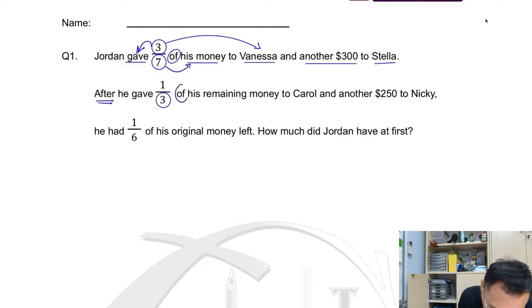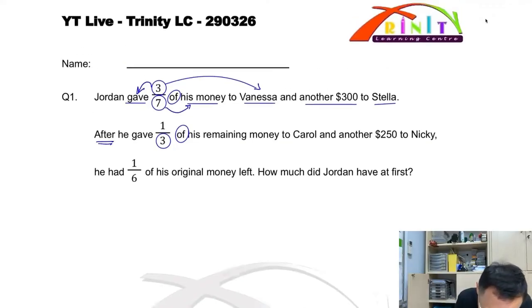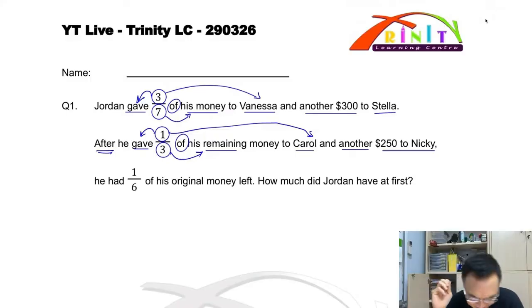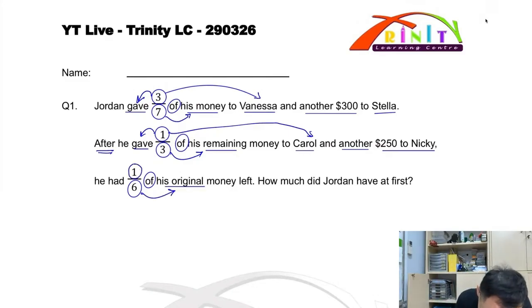Okay, guys, what is the 3? Type. What is the 3? What does the 3 here represent? Very good. 3 is the remaining money. And 1 is what was given to Carol. Okay? And then he gave another $250 to Nikki. Okay. Now, 6. Okay, this one is important. Guys, what is the 6? Very good. Original money. So what is the 1? 1 is what is left, okay?